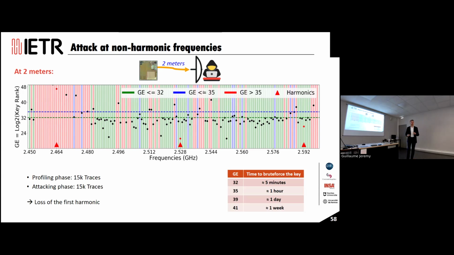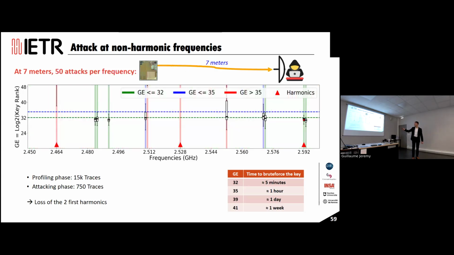Then, in order to have valid results, we perform the same experiment, but by realizing 50 attacks at every frequency. And because we perform 50 attacks at every frequency, we reduce the number of selected frequencies. We keep only the best ones according to the result at 2 meters, and also the 3 harmonics. So we choose to perform this experiment at a distance of 7 meters.